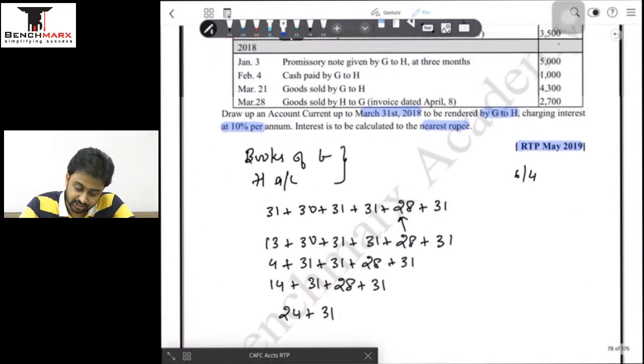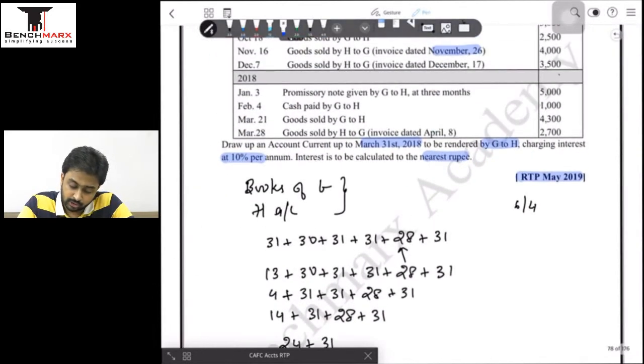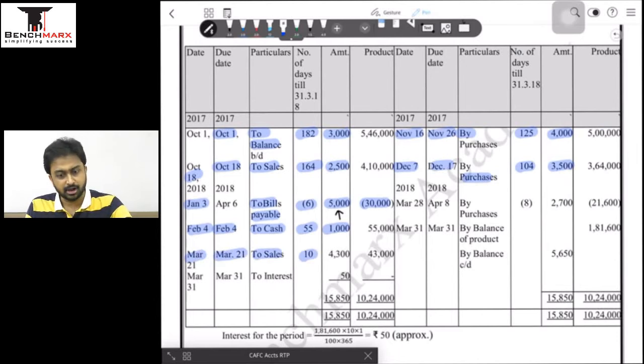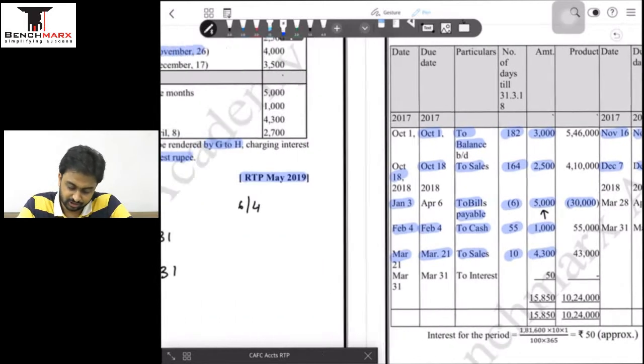Next transaction is March 21 goods sold by G to H, so अपना हो गया sales, so H account debit to sales, same date transaction, same date due date, 10 days is 31st of March minus 21 of March, that is 10, and amount column is usual as the transaction amount, and the product column is transaction amount into number of days. ठीक है.